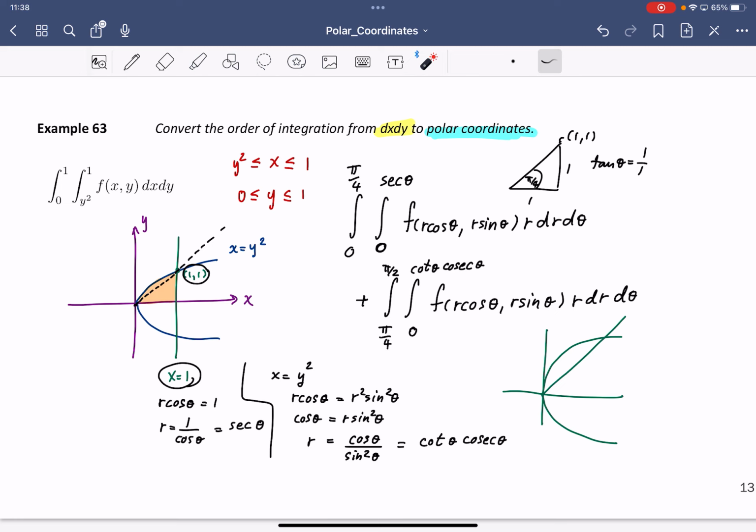Okay, now this is the last one, example 63. I do not guarantee that the exam is going to be this hard, but I will put a challenge question for sure, just to make sure that everyone has it. So we're going to stop.